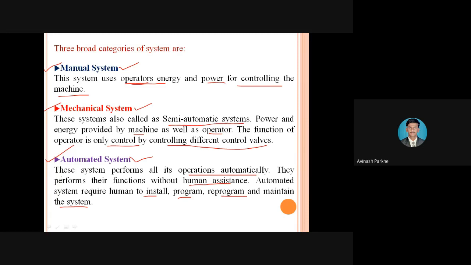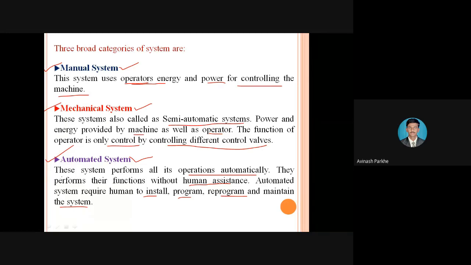But in a fully automatic system also, if I have to install the program, go for reprogramming, or go for the maintenance of that particular system or machine, at that time the operators are required. So these are the basic three types of the man-machine system: manual type, mechanical type, and automatic type. Mechanical type is also called a semi-automatic system. Automated system is also called a fully automatic system.